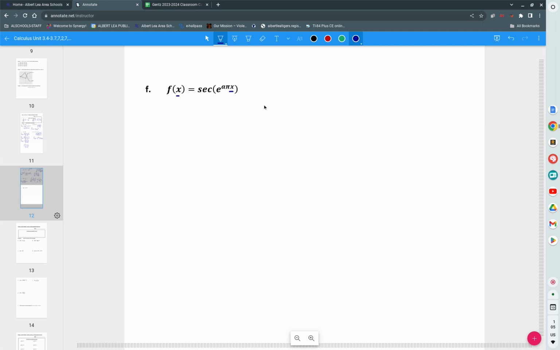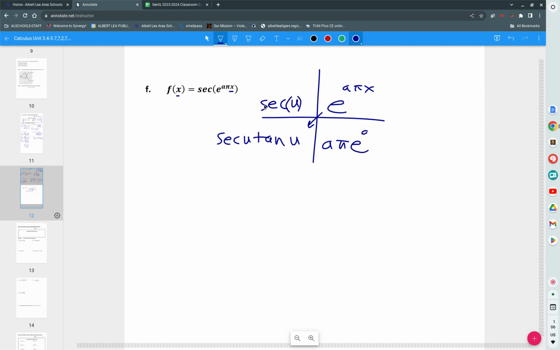So if we're going to set this up, it's just a very simple chain rule setting where we say secant of u. And then what we have for u is e to the a pi x. And what is the derivative of secant? We've just talked about that. Secant of u times tangent of u. And then we just talked about, in order to find the derivative of e to the a pi x, all we have to do is take the derivative of the exponent and push that out front. What's the derivative of a pi x? a pi. So this derivative is a pi times e to the a pi x.